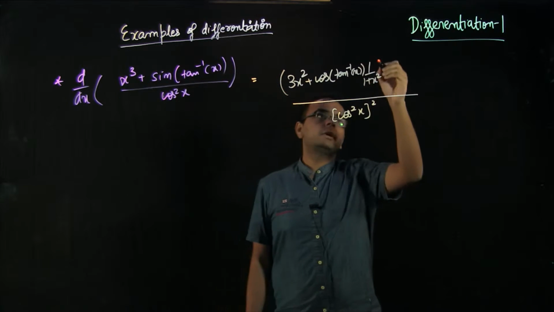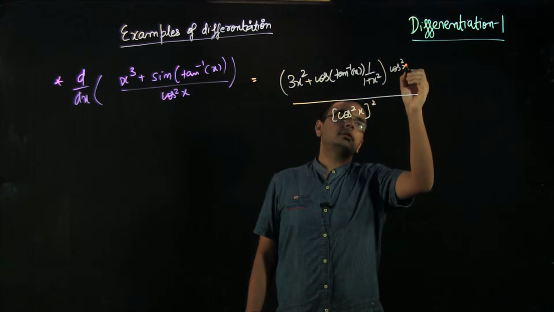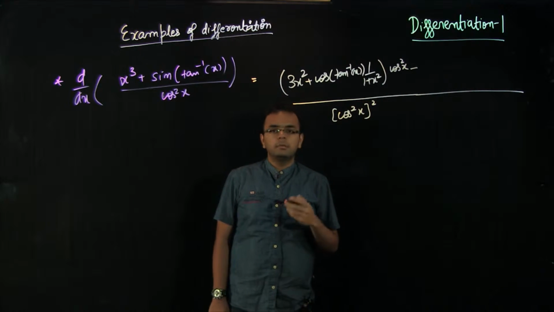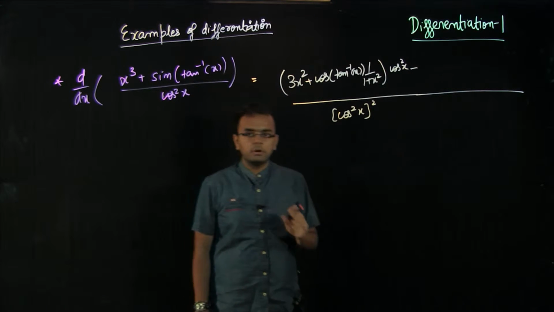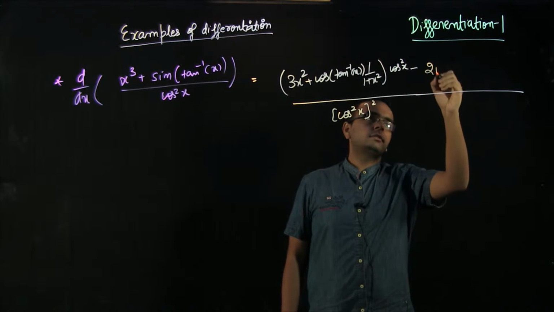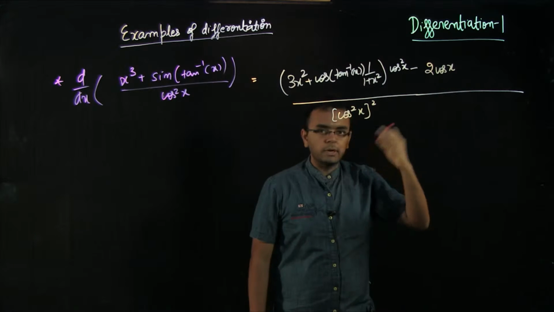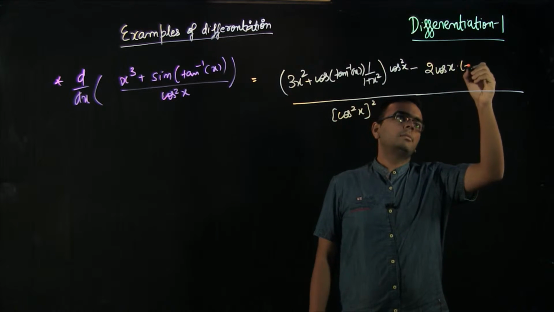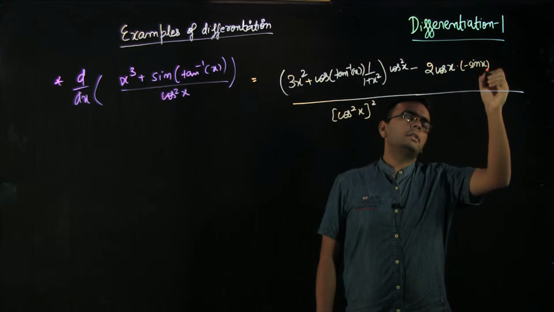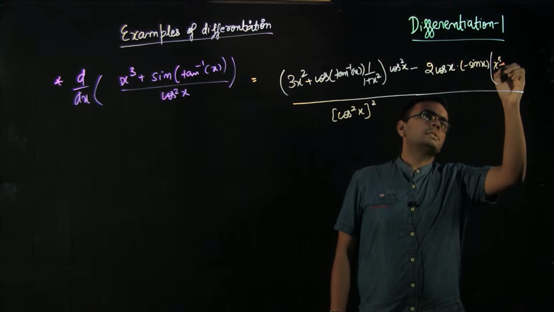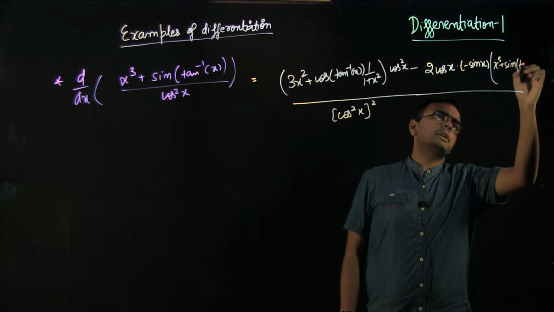This will be multiplied by cos square x, minus the derivative of the denominator. So for cos square x, again use cos x as the argument here because this is an x square type problem. So it will be 2 cos x, like 2x for x square. So 2 cos x, and then the derivative of cos x, which is nothing but minus sin x, and then multiplied by the numerator, which is x cube plus sine of tan inverse x.